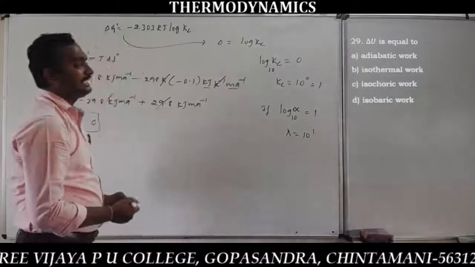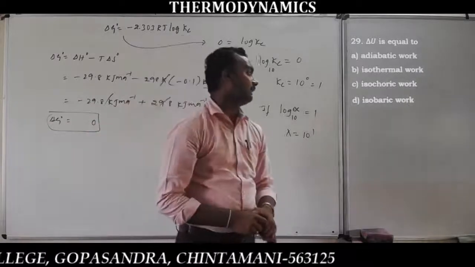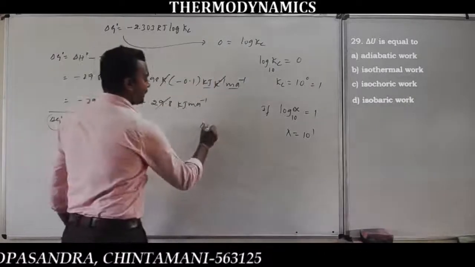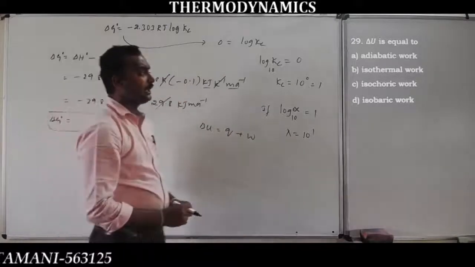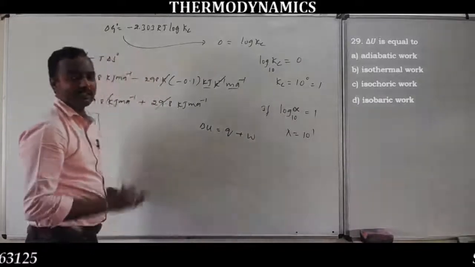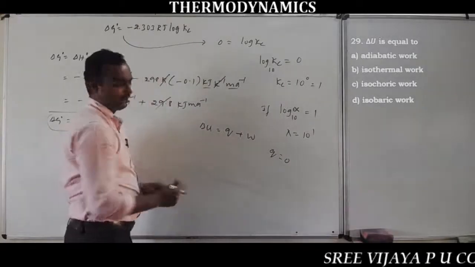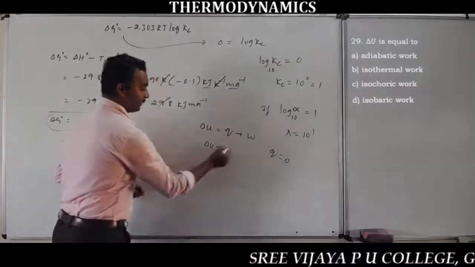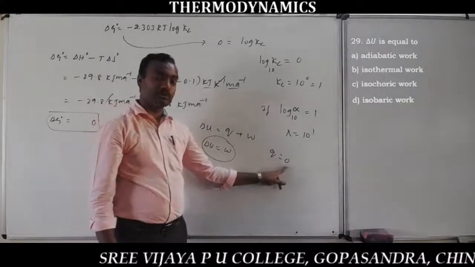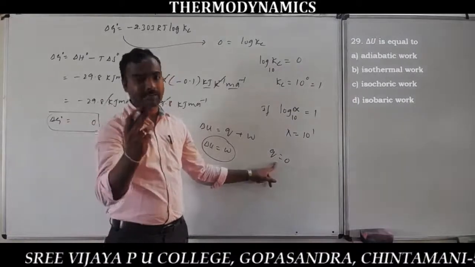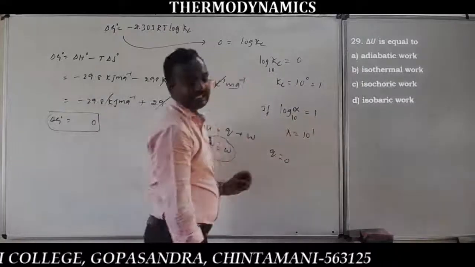Next, delta U is equal to adiabatic work, isothermal work, isochoric work, isobaric work. We call it adiabatic work. According to the first law of thermodynamics, delta U is equal to Q plus W, right? Adiabatic is nothing but Q is equal to 0. There is no exchange of heat between the system and surrounding. So delta U is equal to W. So remember, delta U is equal to work done when Q is equal to 0, which is nothing but the adiabatic condition. Therefore, delta U is equal to adiabatic work done. Option A is the correct answer.